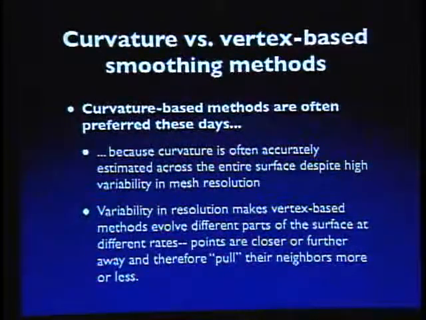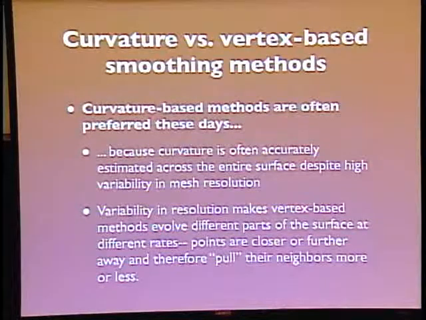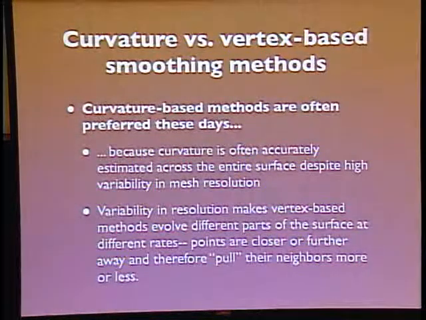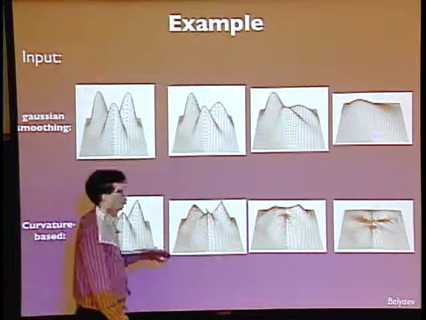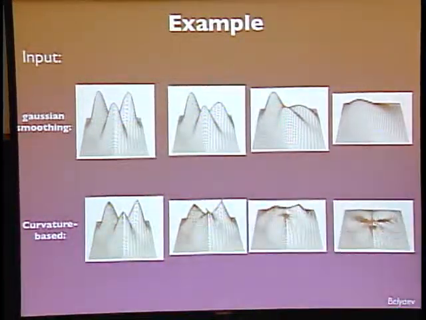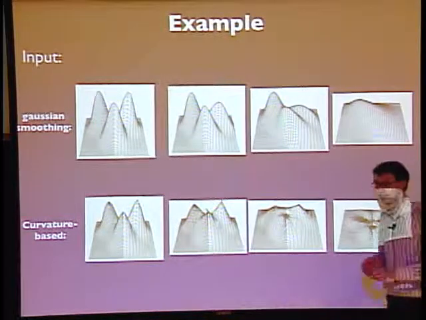So curvature-based methods are in vogue these days because they have this property that you can robustly and accurately estimate curvature across a wide range of noise levels and image and scan resolution. And it sidesteps this problem that how much to move a point with vertex-based methods depends on the size of the neighborhood and the mesh resolution. And this is just one more example of Gaussian smoothing and curvature-based smoothing. What you should see is that even if you do a lot of curvature-based smoothing, so much that it removes everything out of the image, you still end up with some identifying features. And if you keep doing Gaussian smoothing, you really, honest to goodness, end up with nothing.